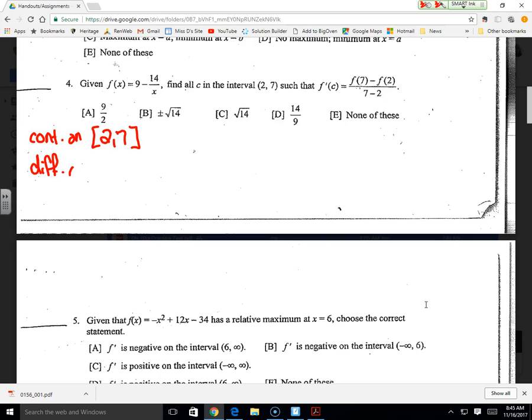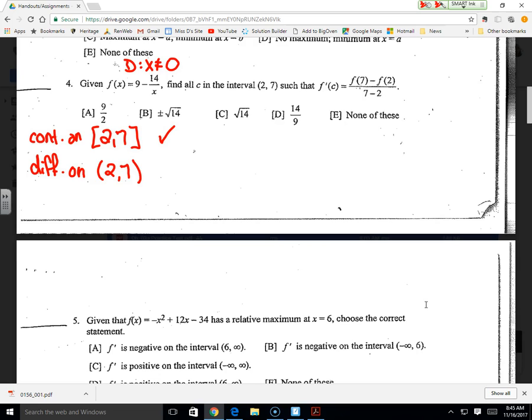Yeah, it is true. Okay, so Tyler's looking at the function saying, wait a minute, domain x can't equal 0, but is 0 a problem from 2 to 7? No. Good. So continuous, check. Okay.